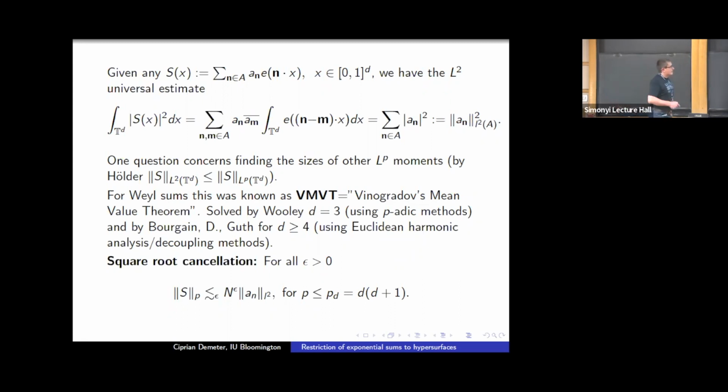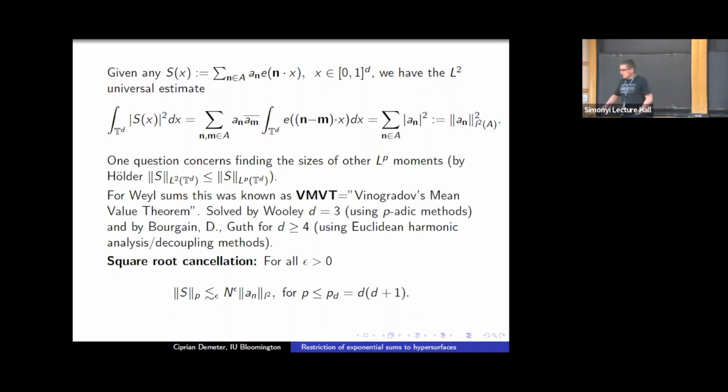Now, for Weyl sums, example number 2 on my slides, this problem of computing the L^p norms of these sums has been known as the main conjecture in Vinogradov's mean value theorem. And it was asked sometime in the 30s by Vinogradov. There's lots of progress over the years, most notably Trevor Wooley, a number theorist, who used p-adic methods, you could call it p-adic harmonic analysis, to attack this problem. He solved it for d equals 3, and here's the theorem at the bottom.